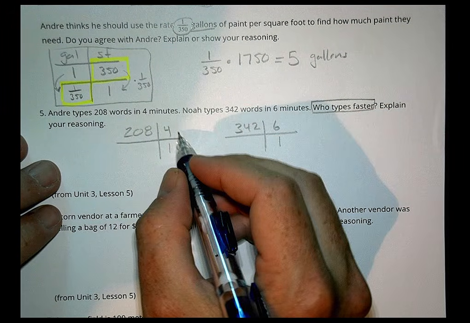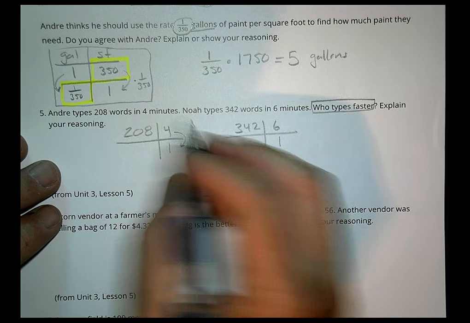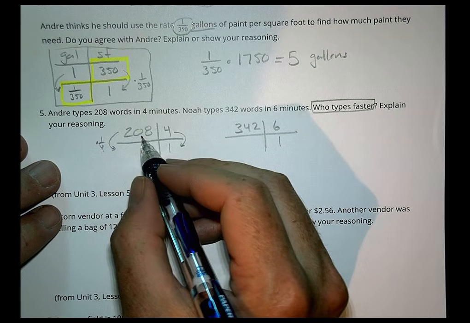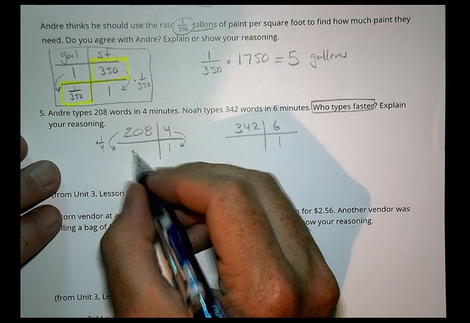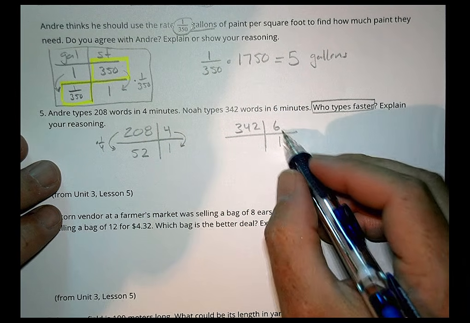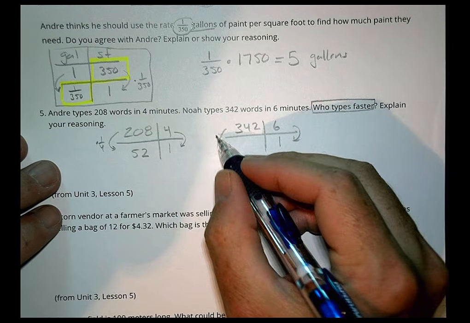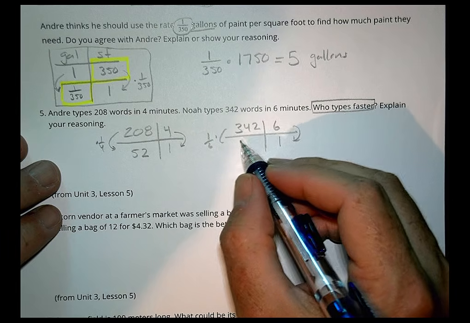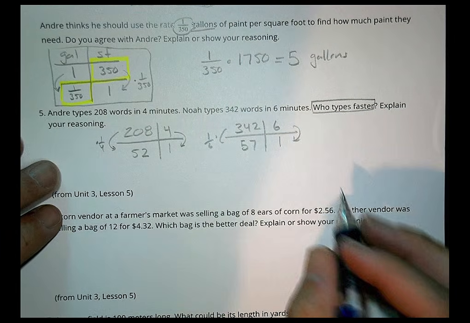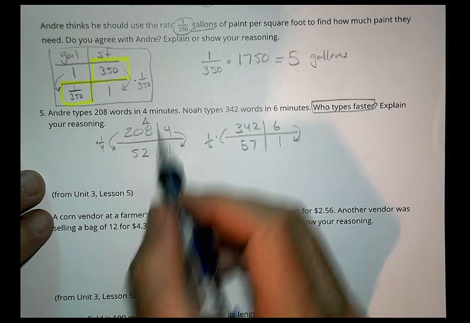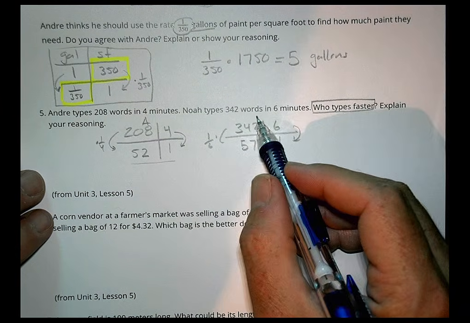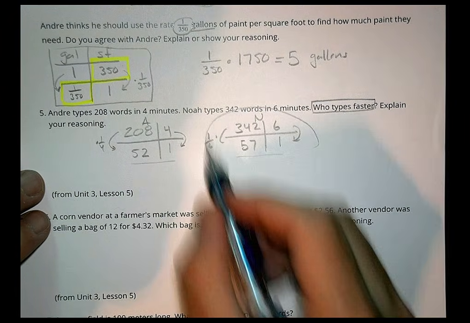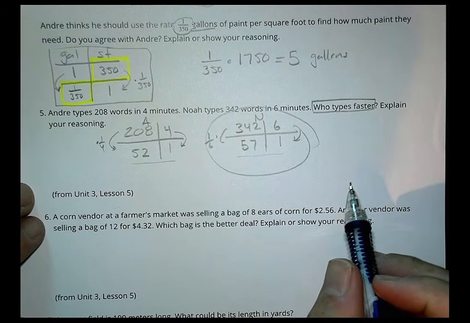So to do that, this is 4 times 1/4, or 208 divided by 4. 4 goes in 208 52 times. And this becomes times 1/6. So 6 goes into 342 57 times. So for Andre, he types 52 words in 1 minute, and for Noah, he types 57 words in 1 minute. So Noah is typing faster. Good job, Noah.